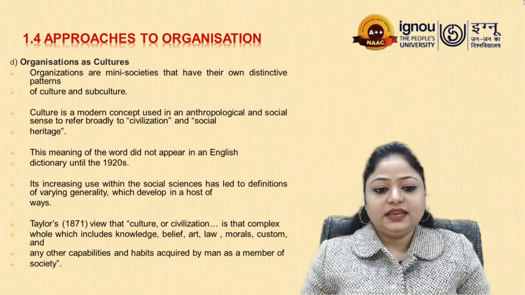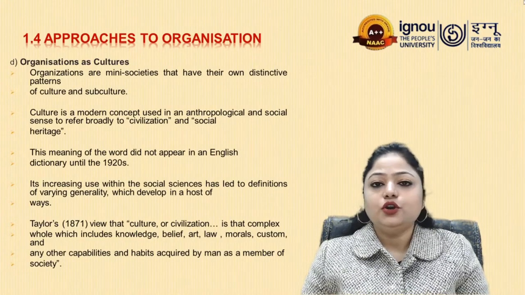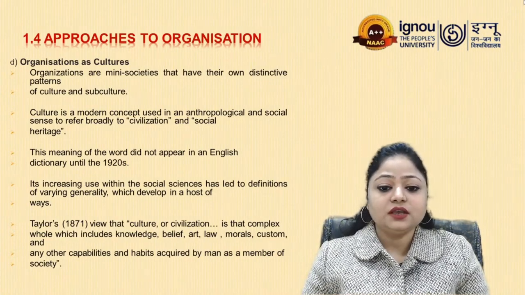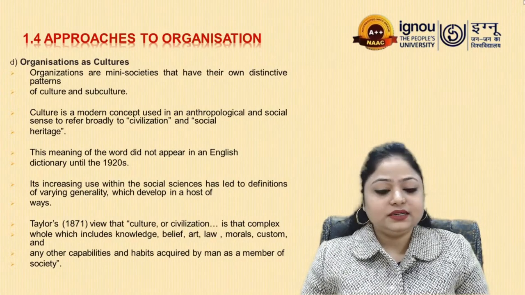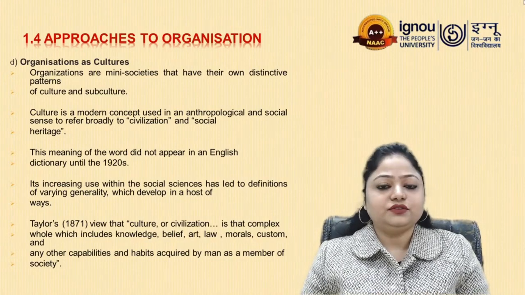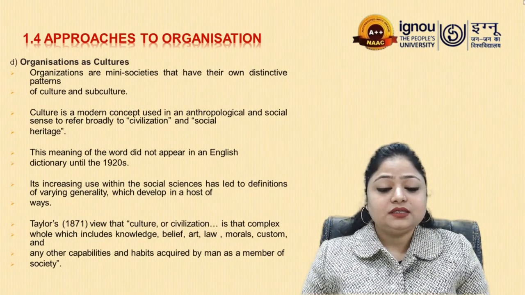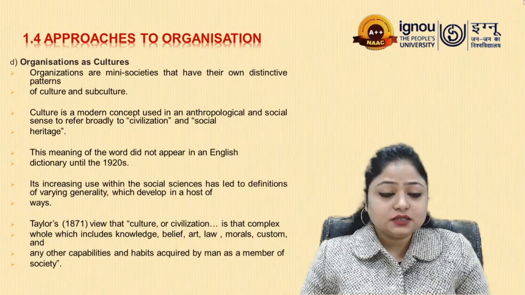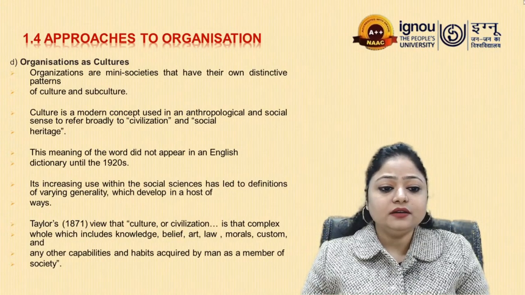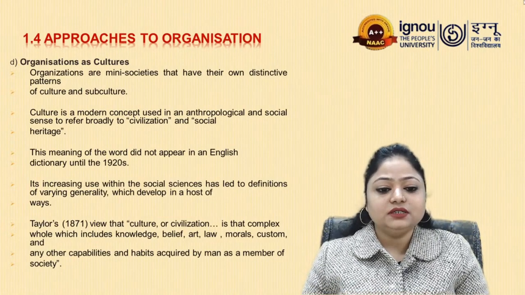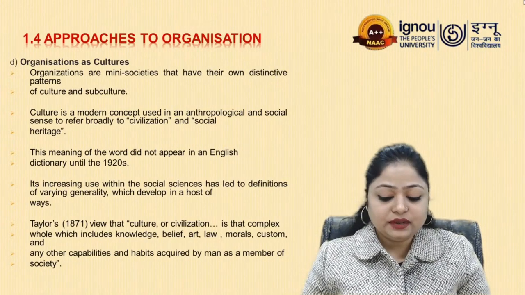Now, Taylor's view is that culture or civilization is that complex whole which includes knowledge, belief, art, law, morals, norms, customs, attitudes of the people, and any other capabilities and habits acquired by man as a member of the society. In the same way, organizations also have certain knowledge, certain development, certain skill, belief, art, law, morals, code of conduct, ethics, policies, procedures, customs, and certain competencies and capabilities. It has certain habitual procedures. So in this way organization can be understood as a culture as well.